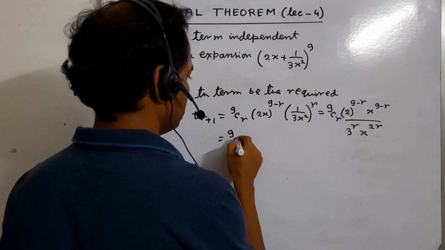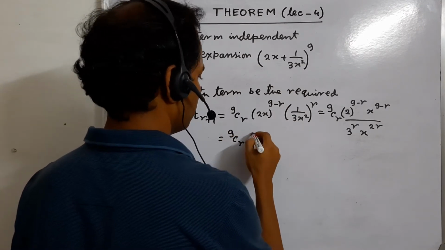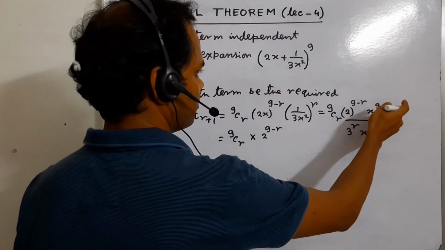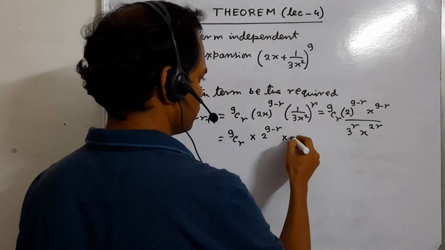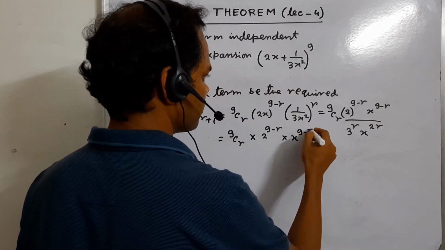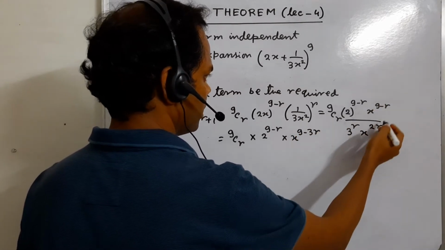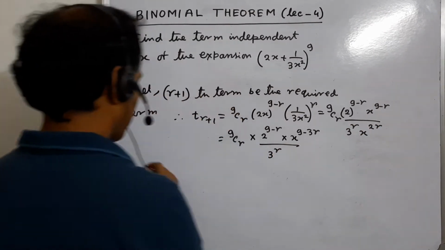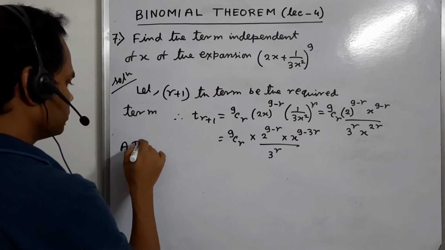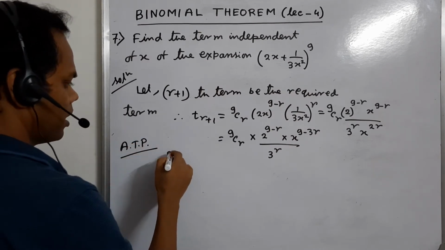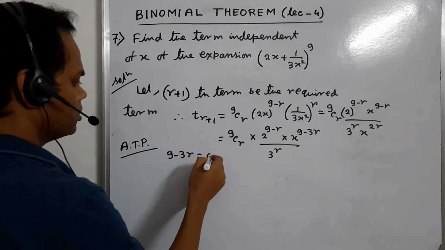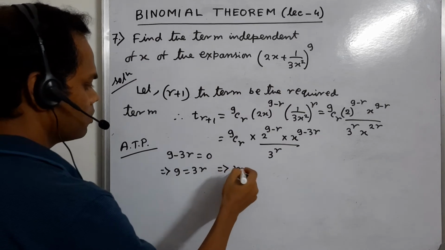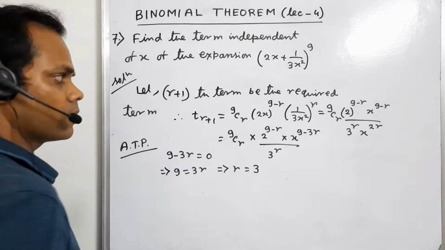So 9Cr into 2 to the power 9 minus r, x to the power 9 minus r minus 2r. So x to the power 9 minus 3r, divided by 3 to the power r. According to the problem, 9 minus 3r is equal to 0. So 9 equals 3r. So r equals 3.